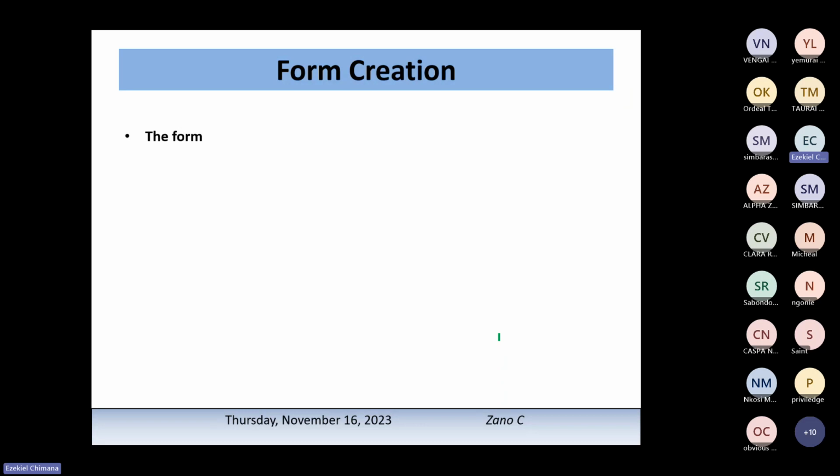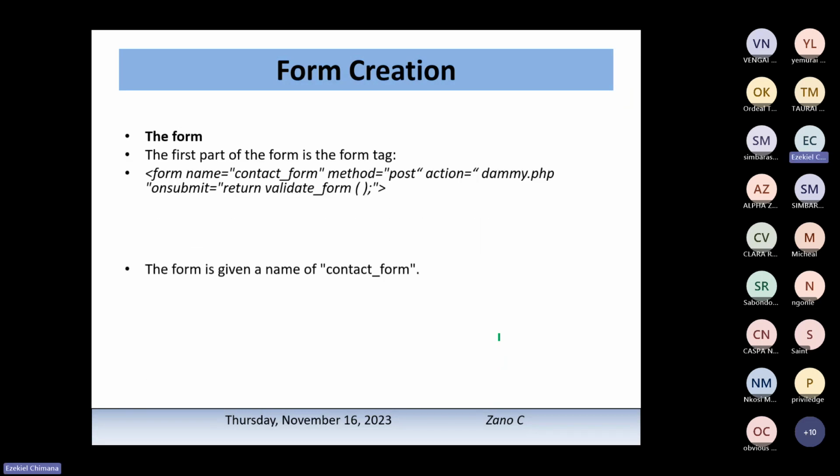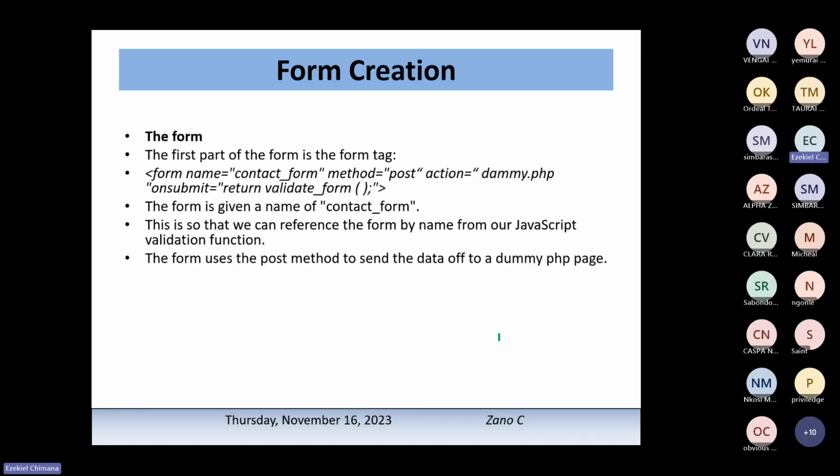So here is the form creation. I'm sure on the form creation, we have done all this. The first part of the form is the form tag, which is this one. I'm sure we've done this. The method is post, and the action is dummy.php. And then onsubmit, you use what? return validateForm.